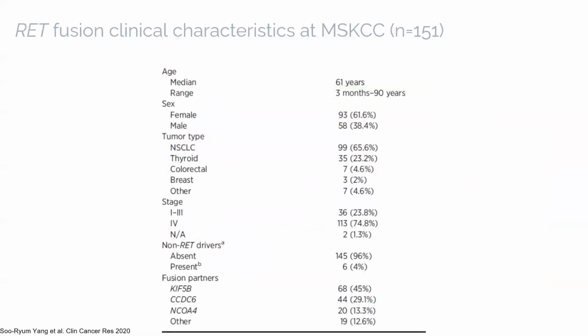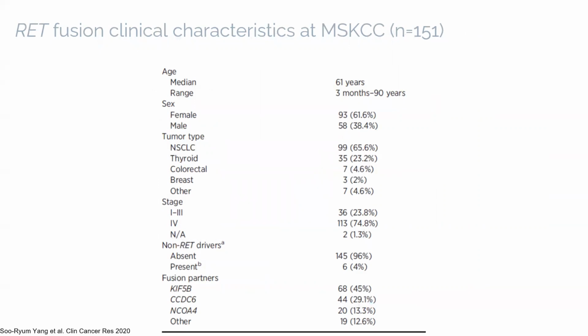Recently, a group at MSKCC in New York took a deeper look at RET fusions at our institution. We identified a total of 151 RET fusions. The majority of these fusions occurred in NSCLC, while thyroid cancers, mainly papillary, had the second highest incidence or prevalence of RET fusions.